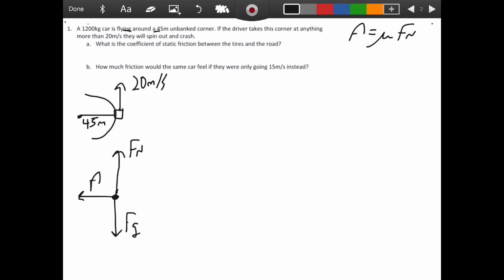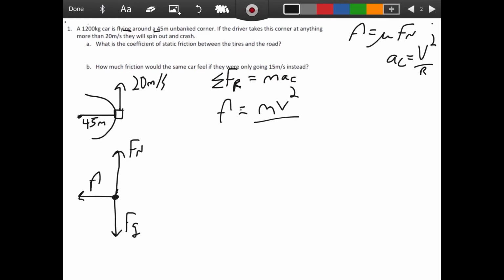So remember, when we have an acceleration around a curve, we only care about what's toward the radius. The only force that's towards the center of the circle is this force of friction. And remember, centripetal acceleration equals v squared over r. So I'm going to plug that in. I have force of friction equals mv squared over r.